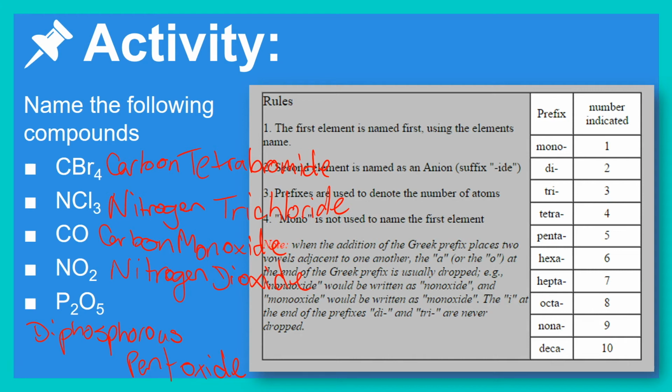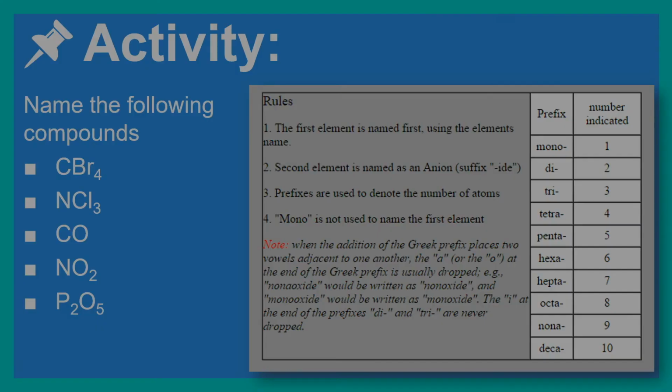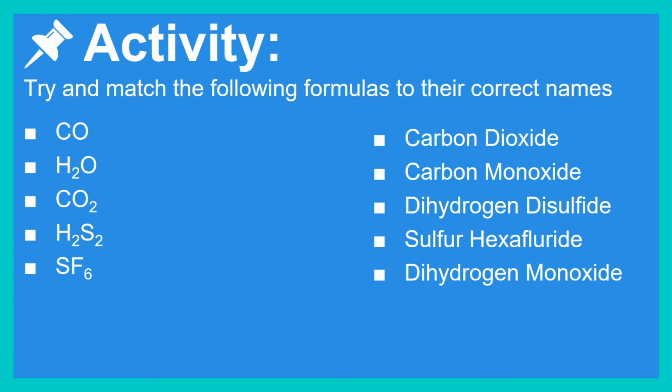Hopefully you went okay with that, and we've got a chance to test it a little bit further. So let's see if we can match these up. Hopefully you remember from the last one, we have CO. CO is carbon and then monoxide. So there we go. Okay, next one down the list, H2O.